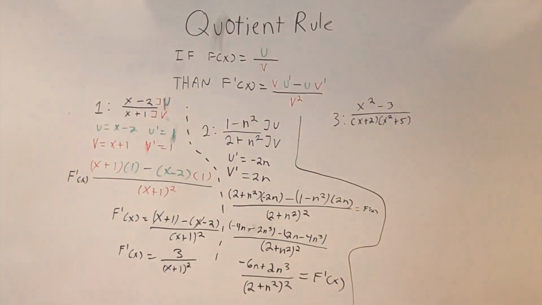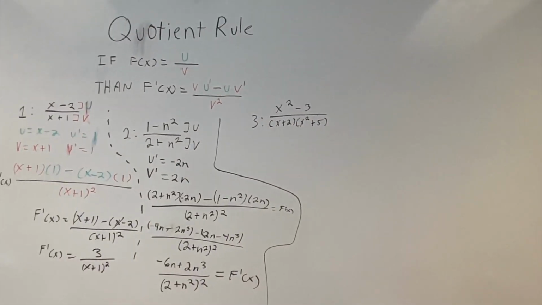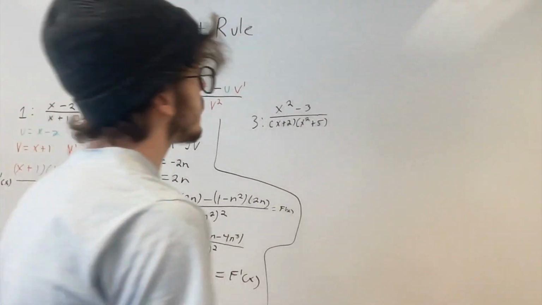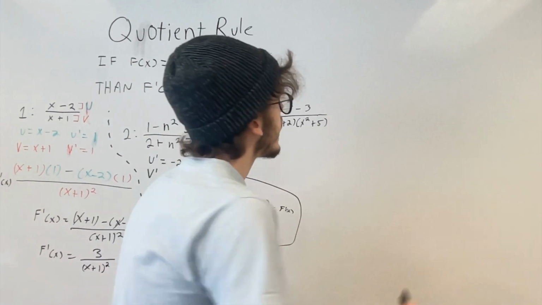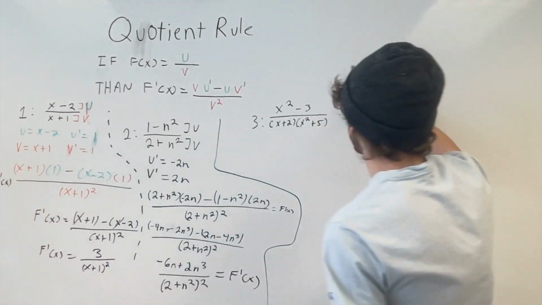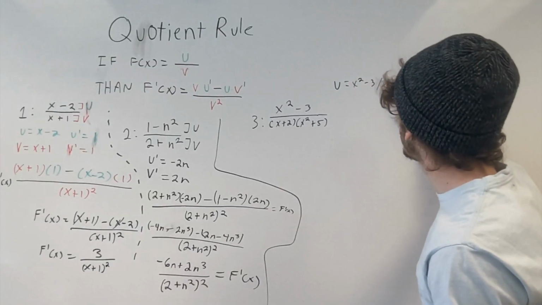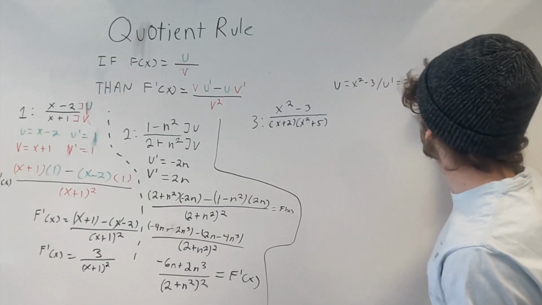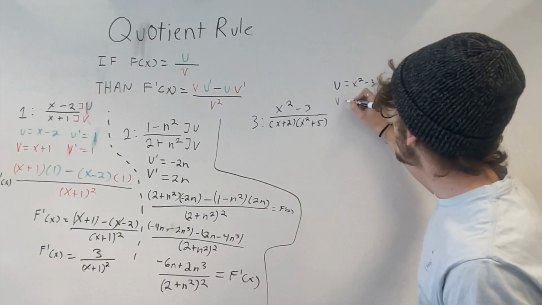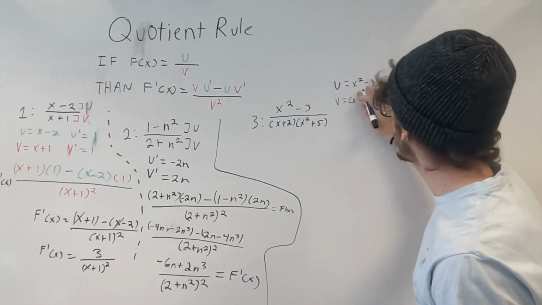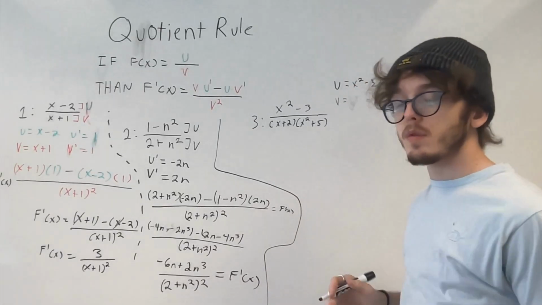Okay, so I'm going to push us over here a little bit. These kinds of problems can get a little icky, so we'll identify u is equal to x squared minus 3, making u prime 2x. We have v, which is equal to this big term.